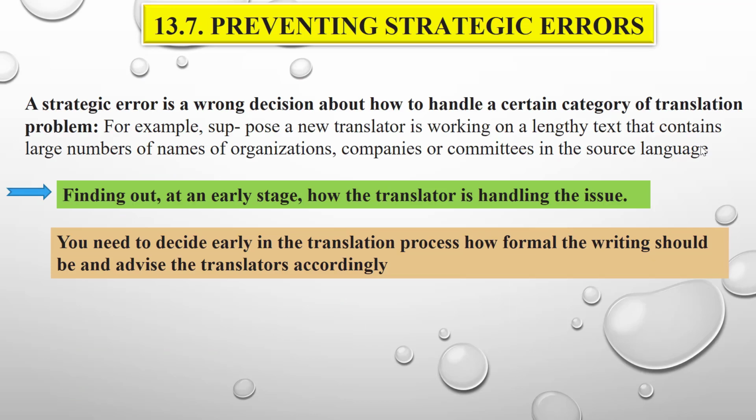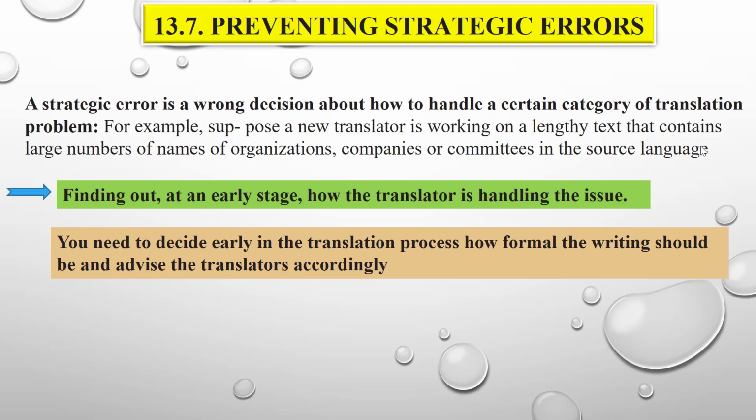So, we come to section 7 right now, preventing the strategic errors. A considerable amount of correcting work can be eliminated if the translator avoids making strategic errors. What is a strategic error? It is a wrong decision about how to handle a certain category of translation problem. This decision then leads to multiple errors that cannot be quickly corrected with the find and replace function in Word.